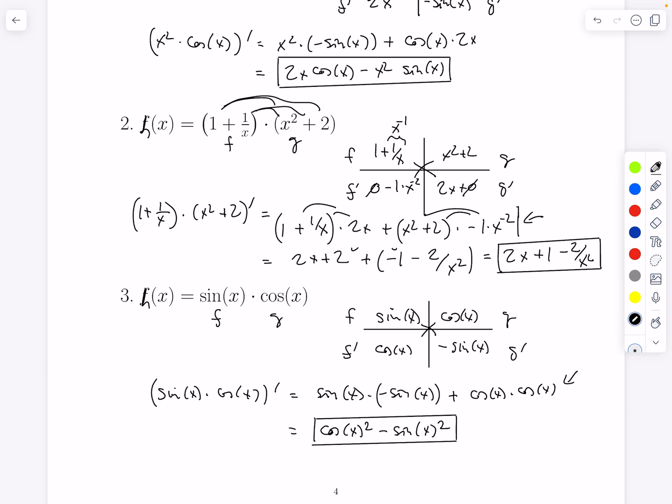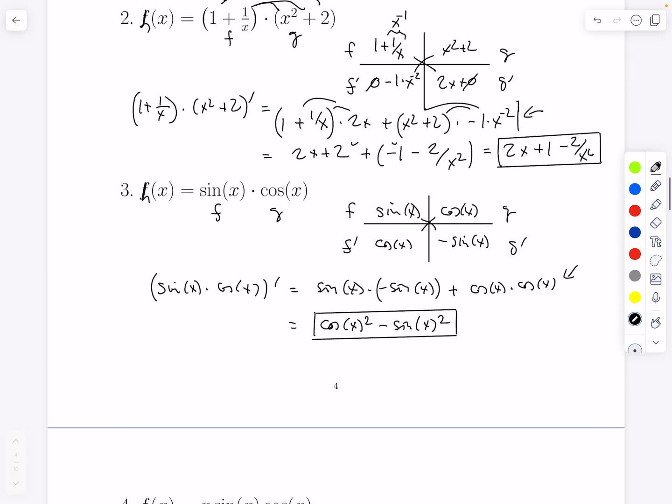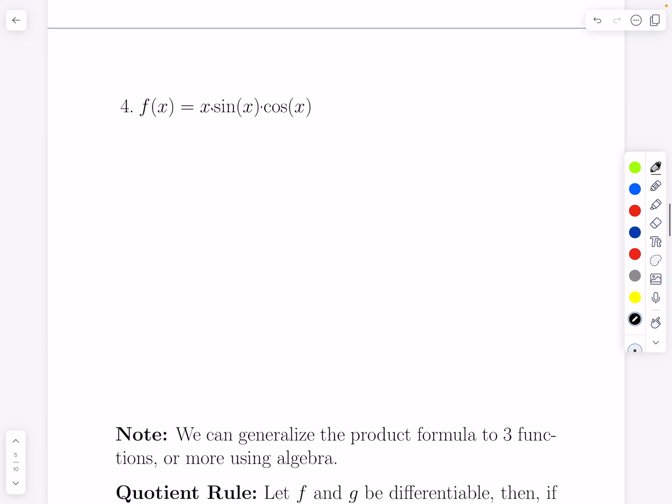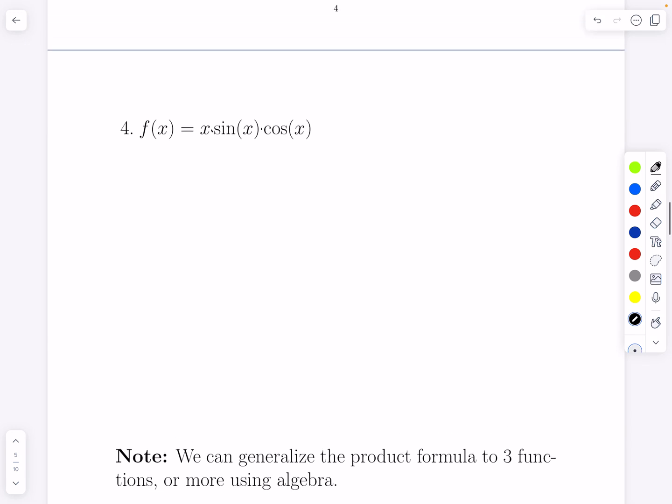Okay, now we've learned this product rule. That's easy for you now, yeah? Now we step up our game. What about if we multiply with 3 functions? Now you should see that there's a problem because our product rule only works for 2 functions. Yeah?